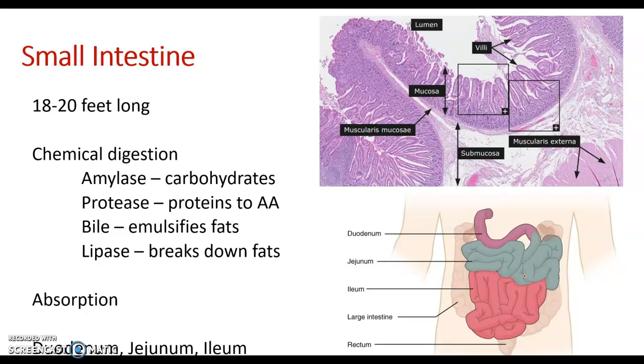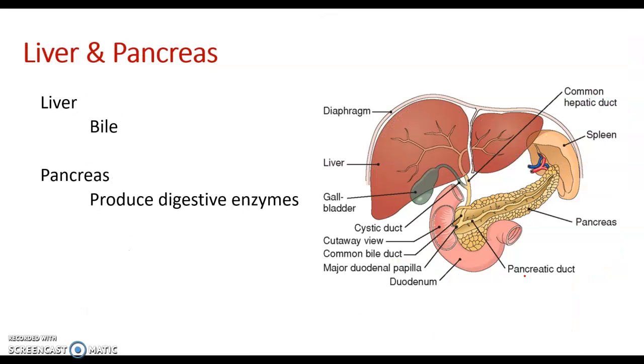We'll see those right now. So the liver, the pancreas, and the gallbladder, they're not parts of the GI tract itself. They're considered accessory organs that contribute to the function of digestion. The liver produces bile, so we saw that for the emulsification of fats. And the pancreas produces all of those other digestive enzymes needed to break down food to be used by the body.